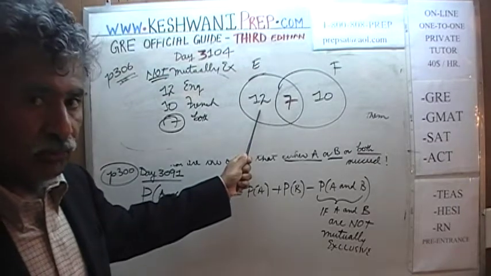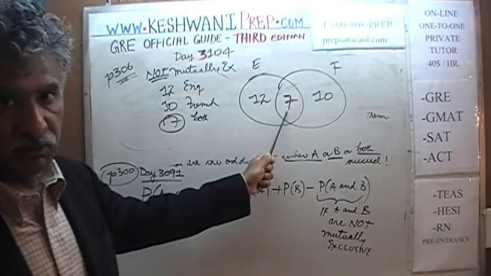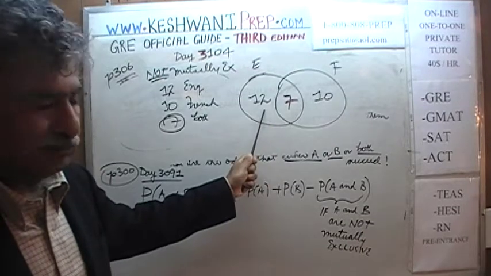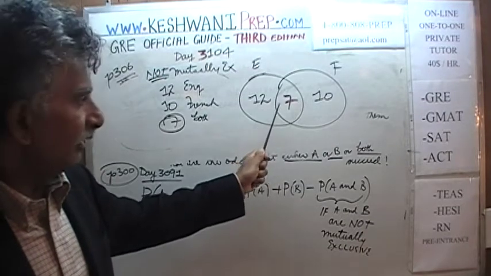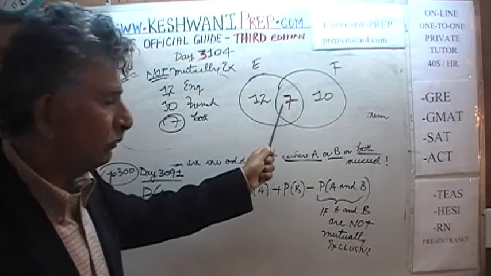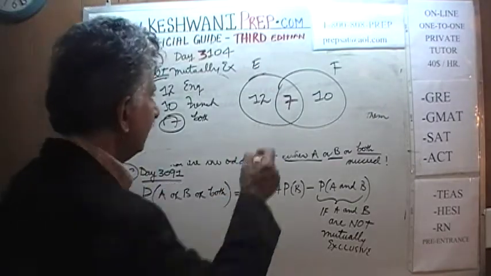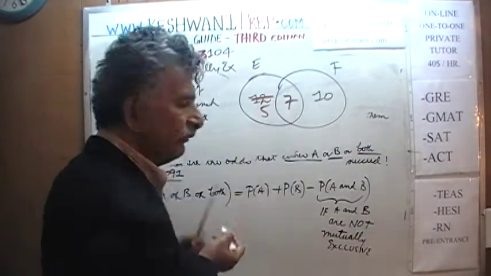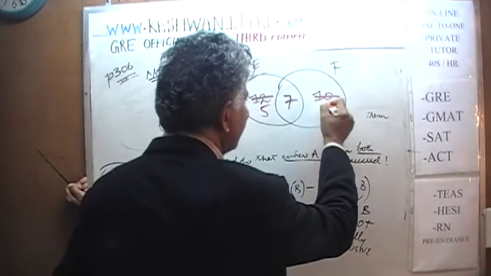Out of those 12 students who are taking English, there are 7 students who, in addition to taking English, are also taking French. So we cannot count them twice. As soon as you put a 7 here, you have to take away 7 from here. It becomes a 5. And here, it becomes a 3.